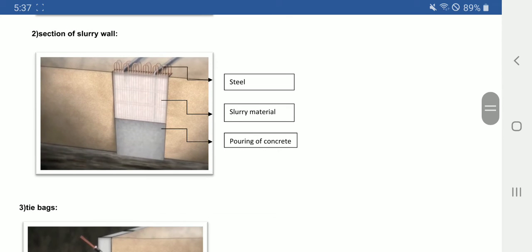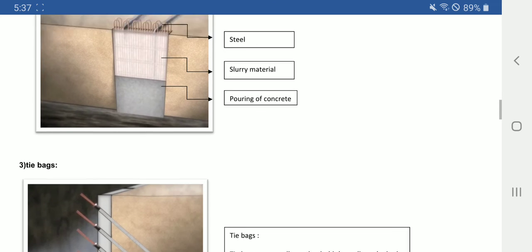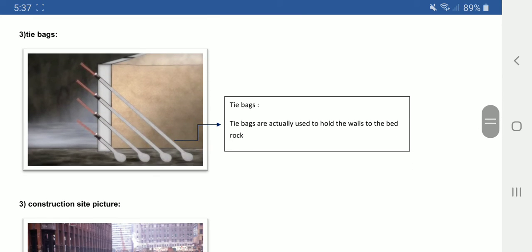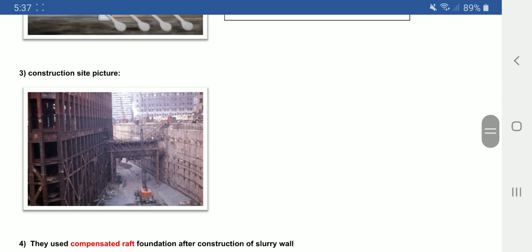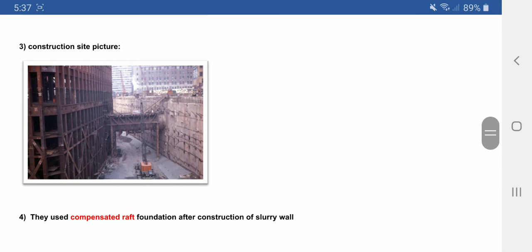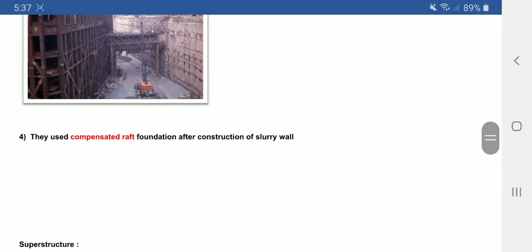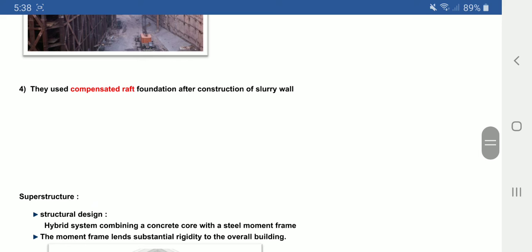Second section of slurry wall. Tie backs. Tie backs are used to hold the walls to the bedrock. This is the actual construction site picture. After they built the slurry walls, they used a compensated raft foundation.